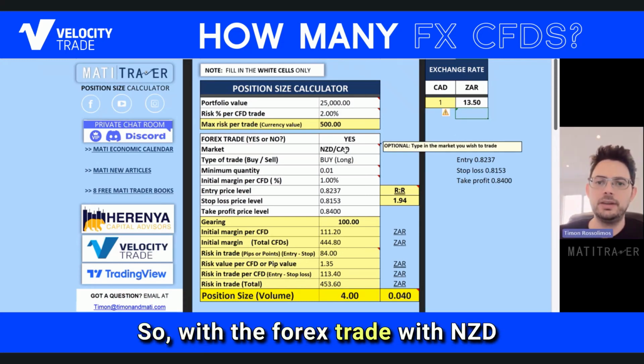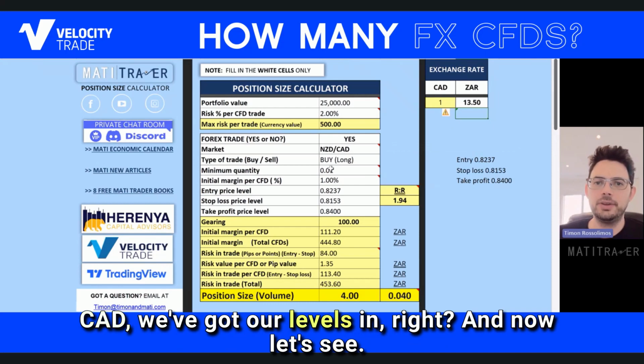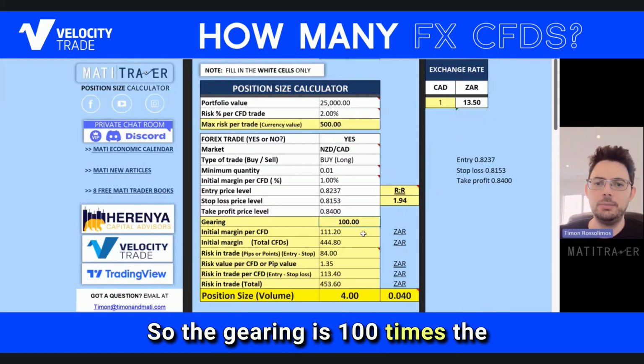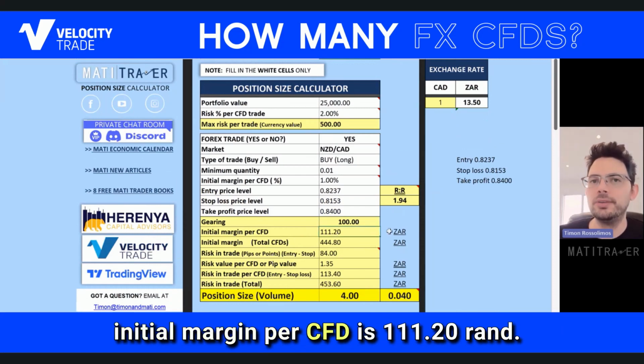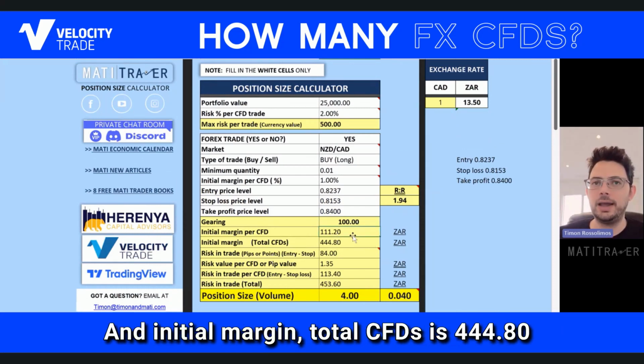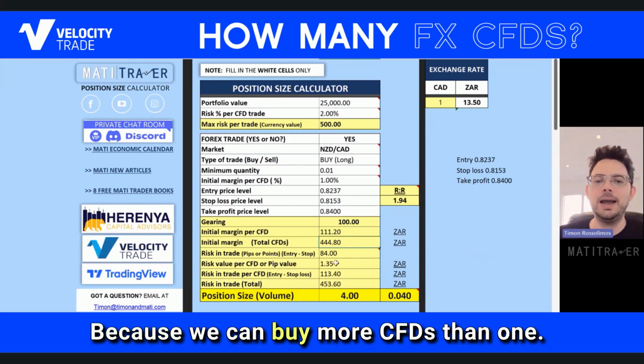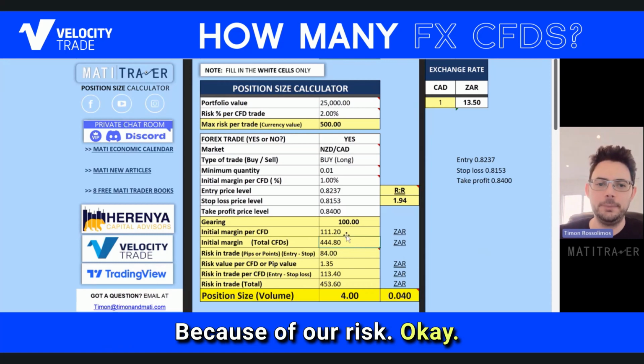So with the Forex trade, with NZD CAD, we've got our levels in, right? And now let's see. So the gearing is 100 times. The initial margin per CFD is 111 Rand and 20 cents. The initial margin total CFDs is 444 Rand and 80 cents. Why? Because we can buy more CFDs than one because of our risk, okay?